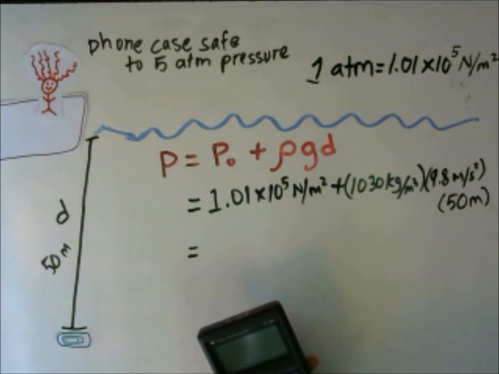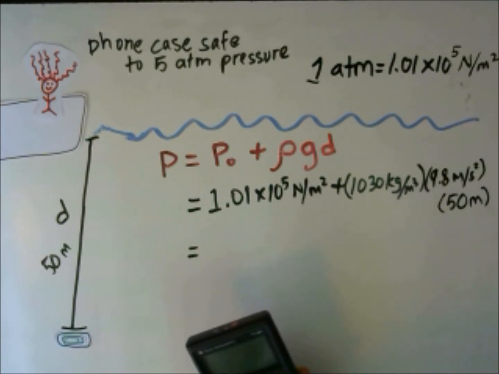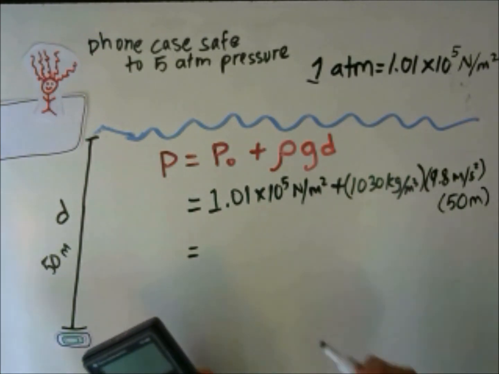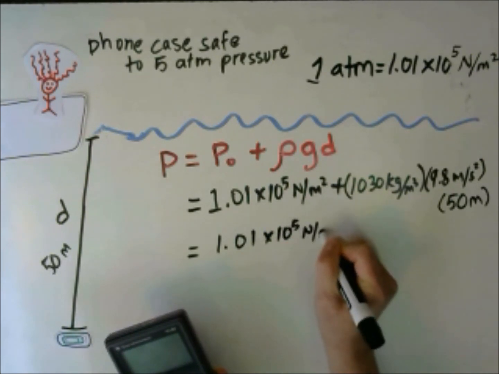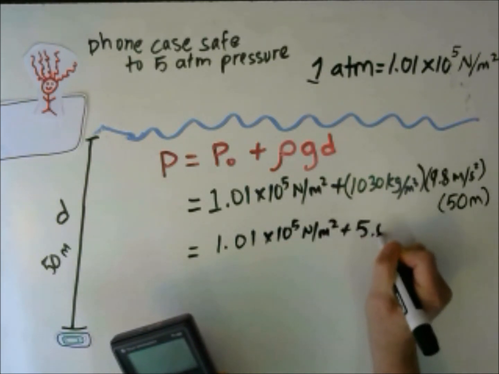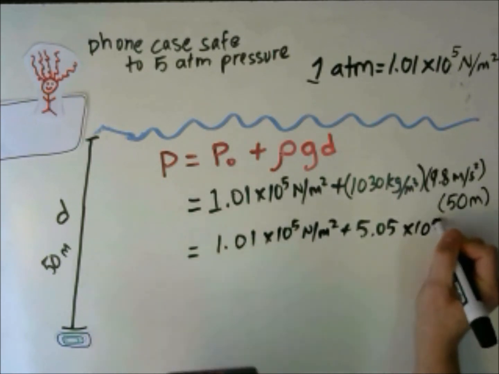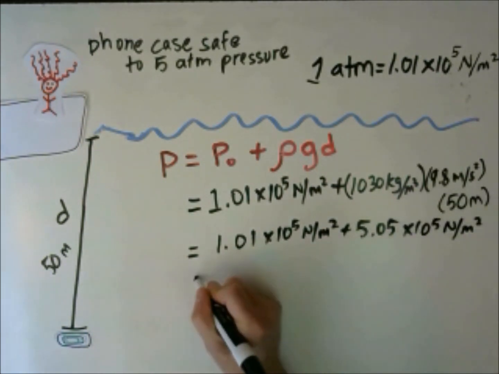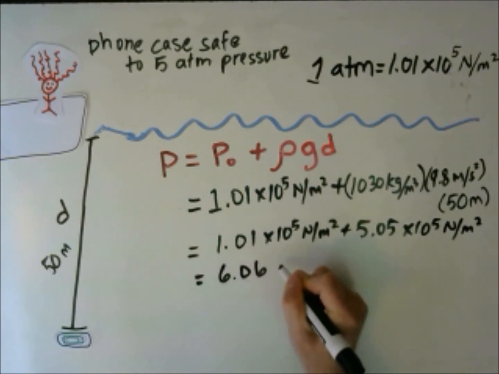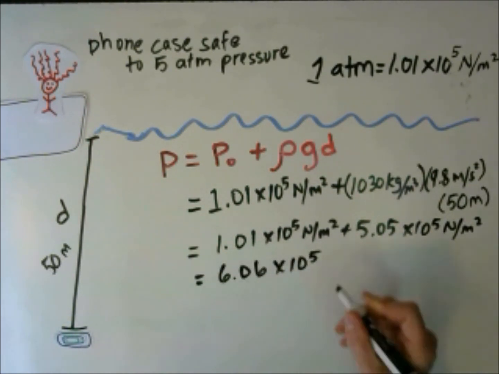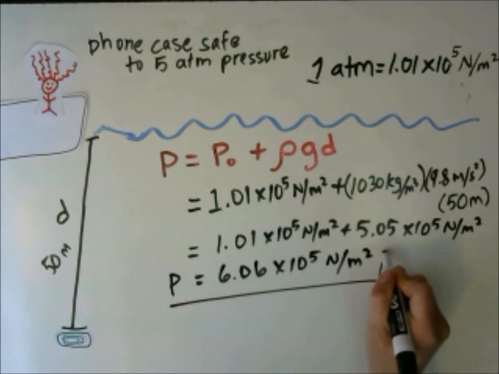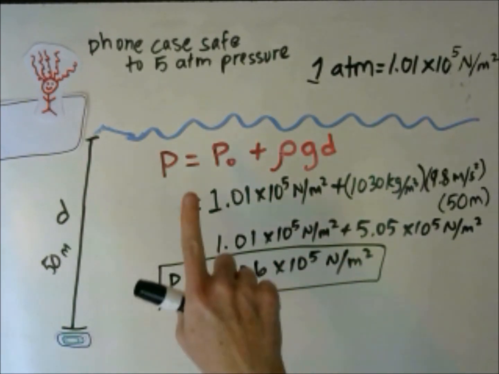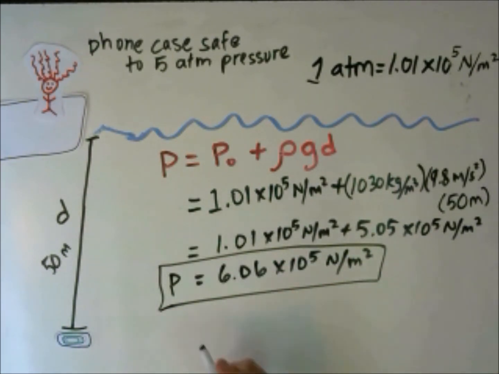So our pressure will be 1.01 times 10 to the 5th newtons per meter squared plus 5.05 times 10 to the 5th newtons per meter squared, and all of that is 6.06 times 10 to the 5th newtons per meter squared. That is the pressure at depth. Well, we don't know it in newtons per meter squared, we know it in atmospheres, so let's get this into atmospheres.